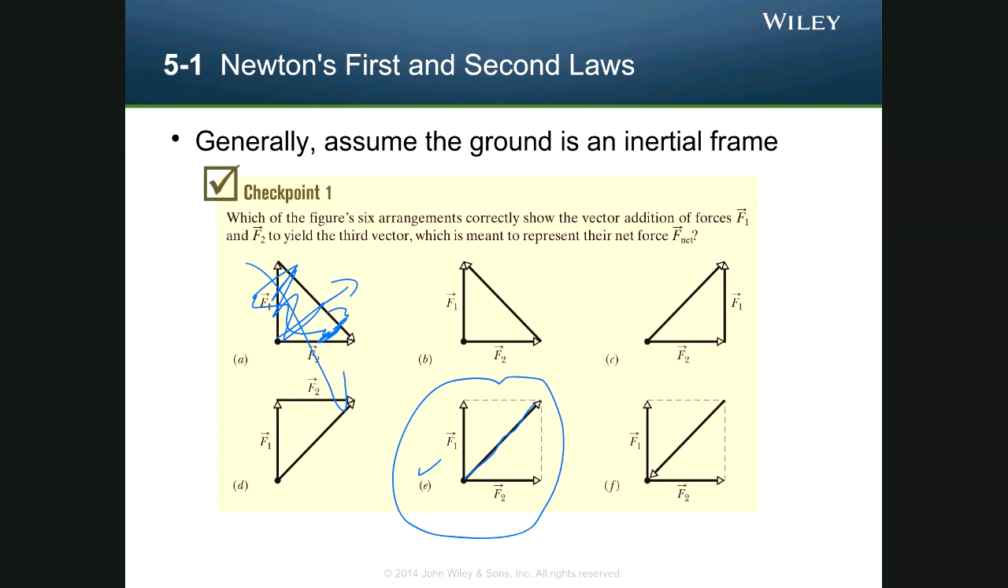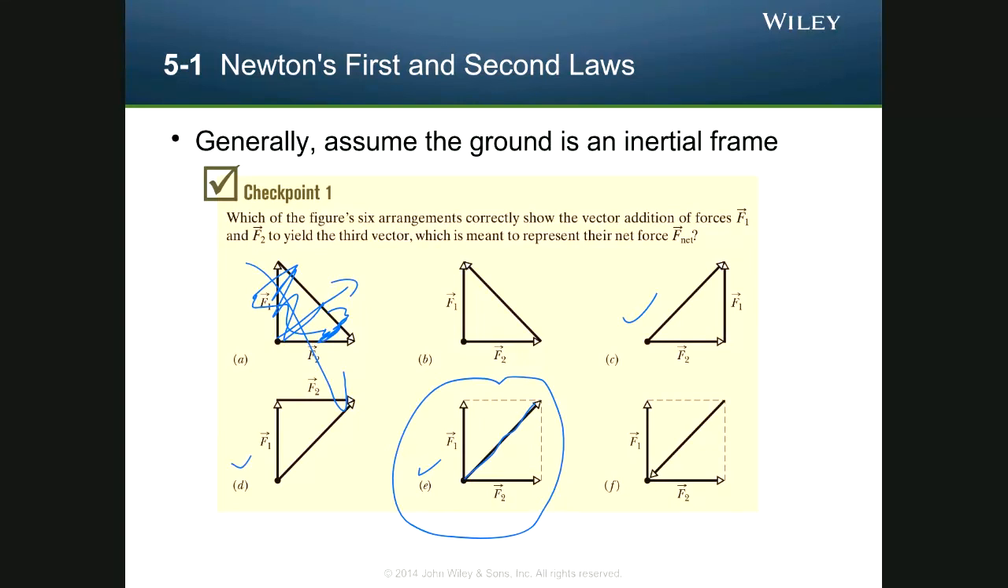Now, it seems like you've got the rest of them. You'll notice with C, let's look at C. C starts with F2, that's F2 plus F1. We start at one vector, end at the other. So C is going to be correct. And D, we start at F1, we go to F2, we add, so D is correct.